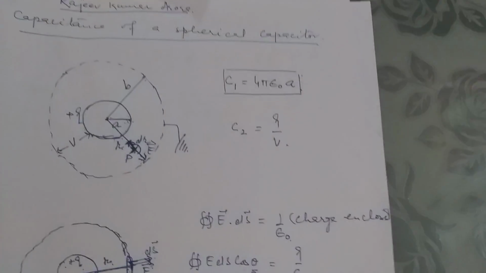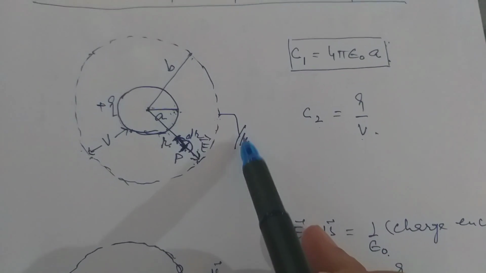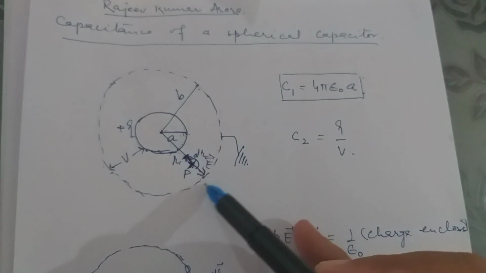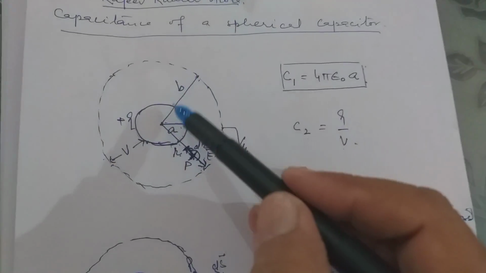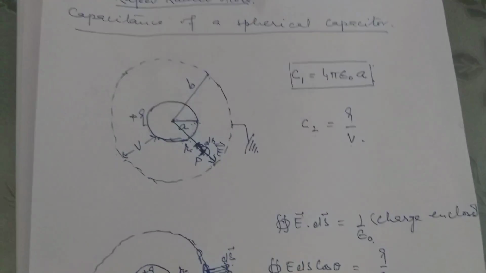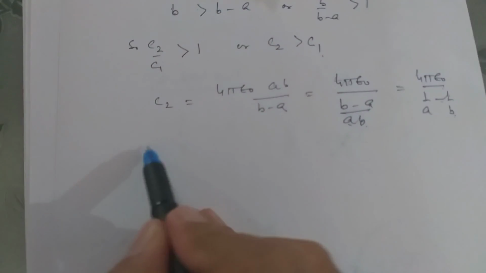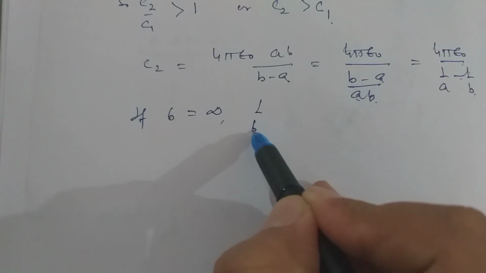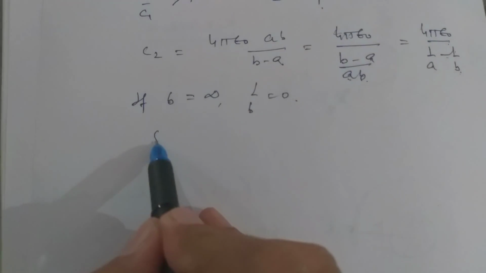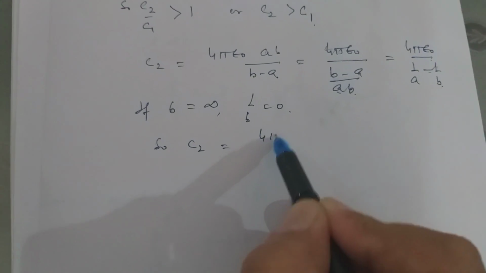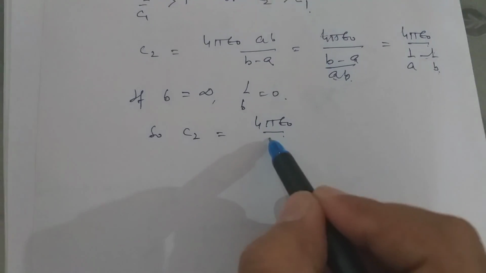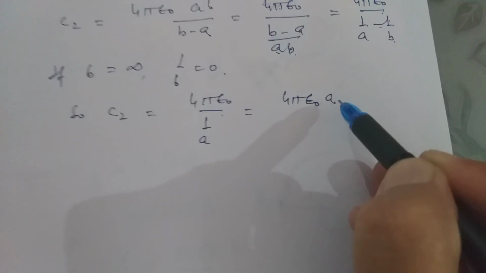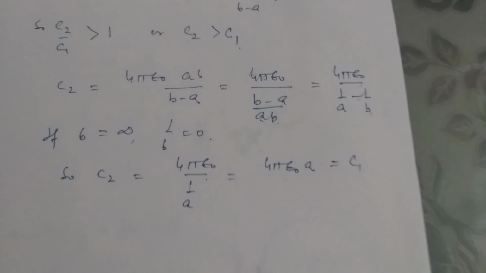Now if the earth made conductor is shifted to infinite distance, that is, if the earth made spherical conductor has the radius B equal to infinity, then what will be its capacitance? If B is infinity, then 1 over B is 0, so C2 will become 4 pi epsilon naught over 1 over A, or it is 4 pi epsilon naught A, or it is equal to C1.